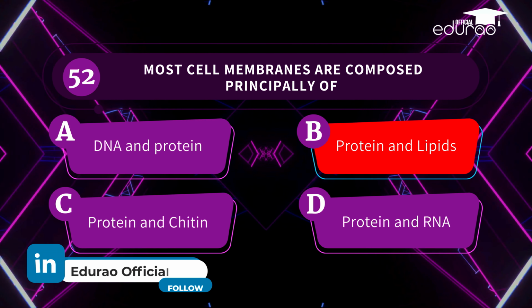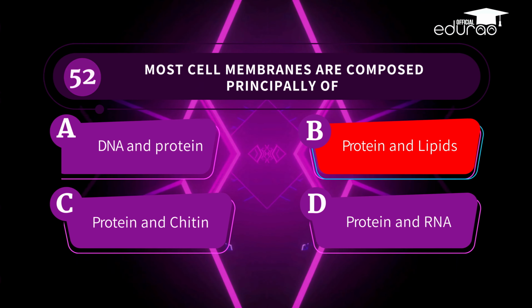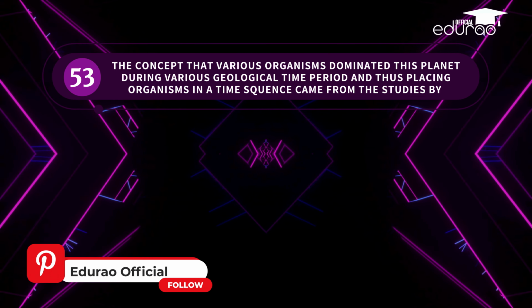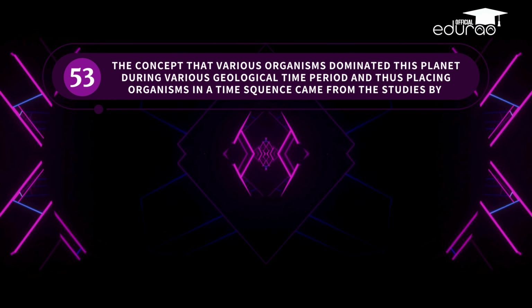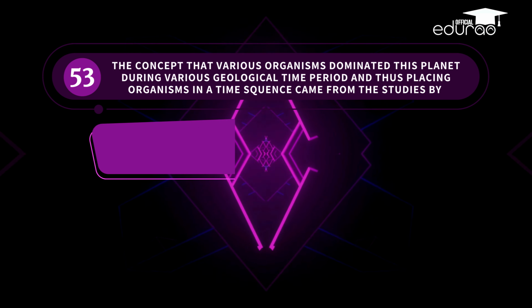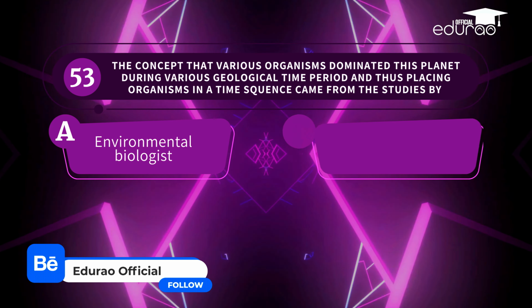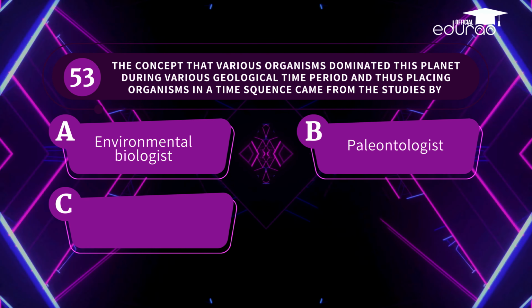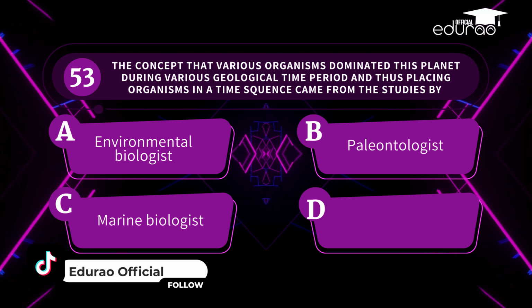You've identified it correctly. The correct answer is protein and lipids. Question 53. The concept that various organisms dominated this planet during various geological time periods, and thus placing organisms in a time sequence, came from the studies by A. Environmental biologist, B. Paleontologist, C. Marine biologist, D. Social biologist.